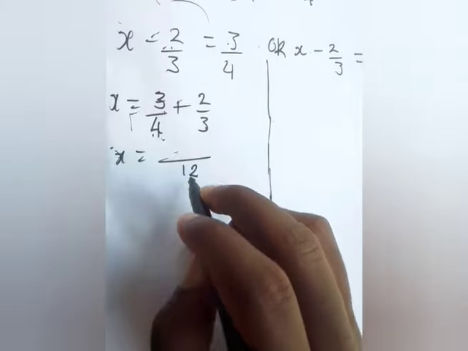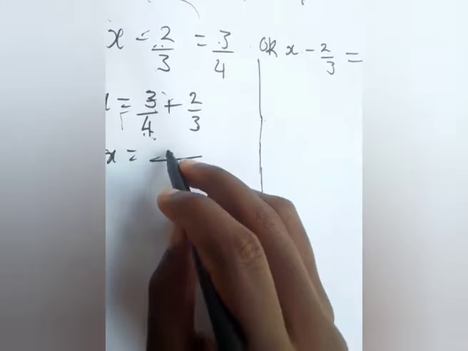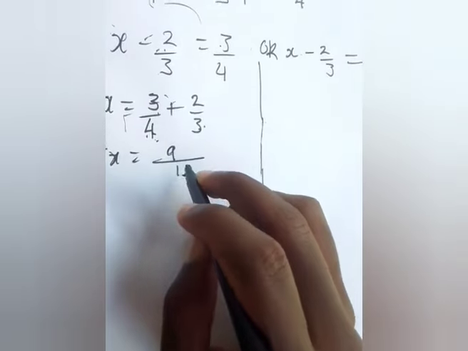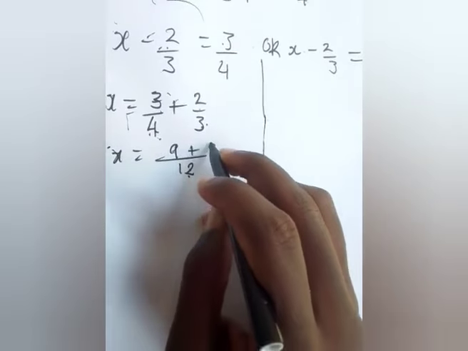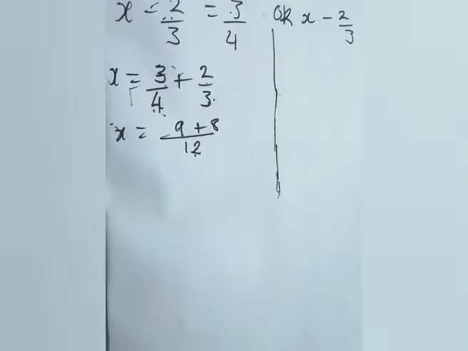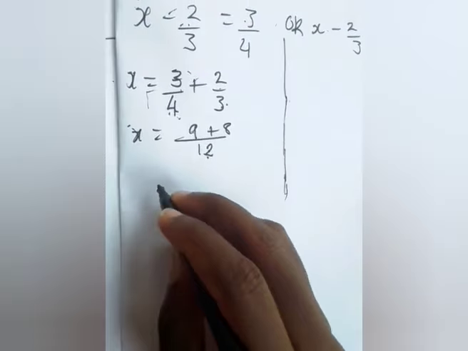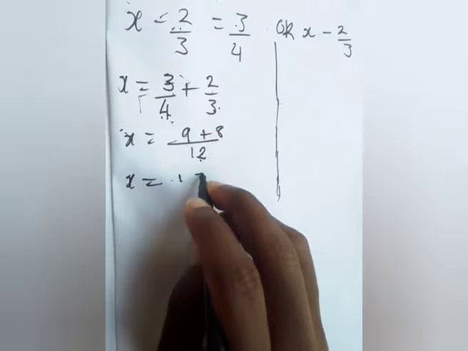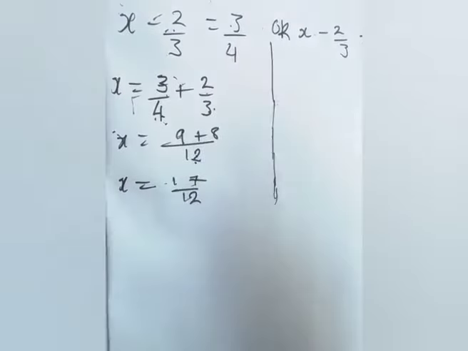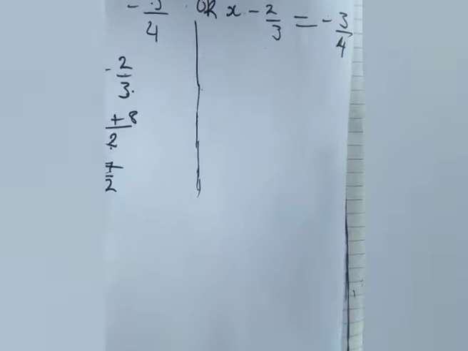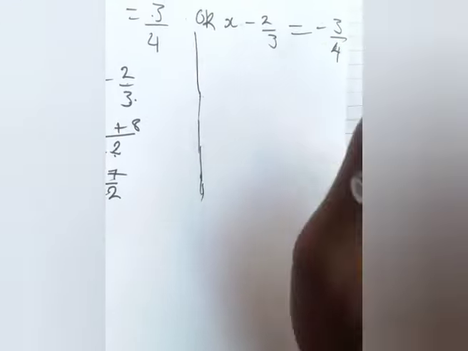This into 12, it will be 3. 3 times 3, that is 9, right? 3 into this, it's 4. 4 times 2, that is 8. 9 plus 8, and that will be 17. So x is going to be 17 over 12, right? And then now let's solve this one here, the one on the right side.